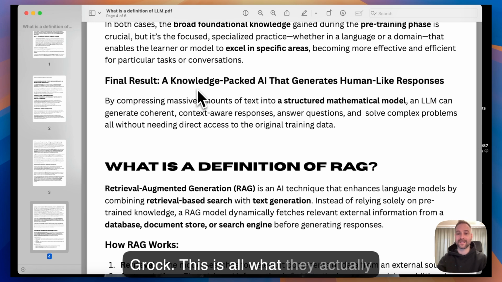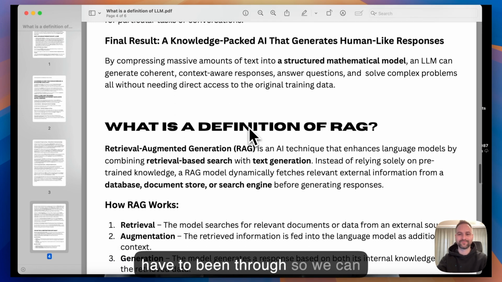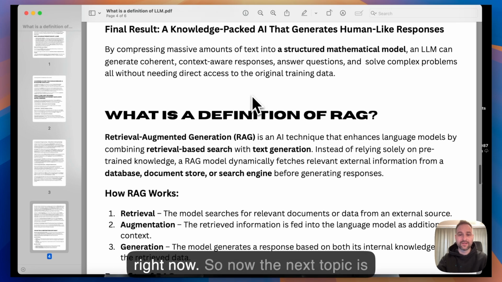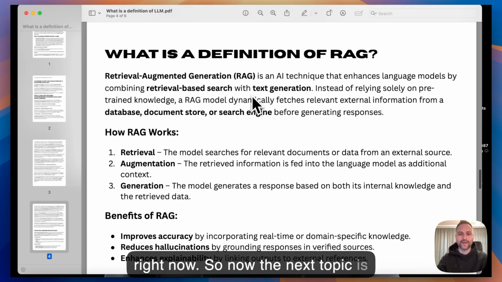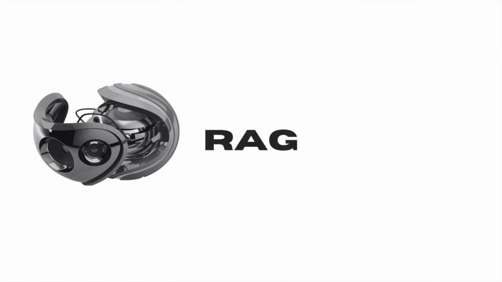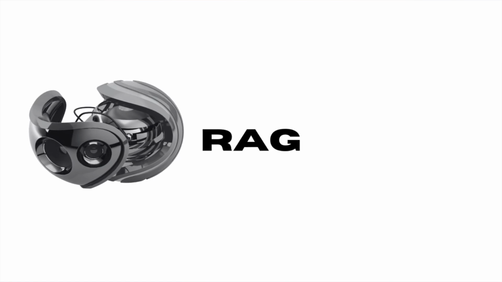This is all what they actually have been through, so we can have the perfect results that we have right now. So now the next topic is RAG and what it actually is.